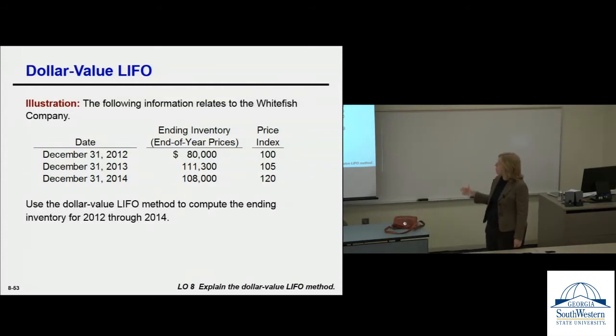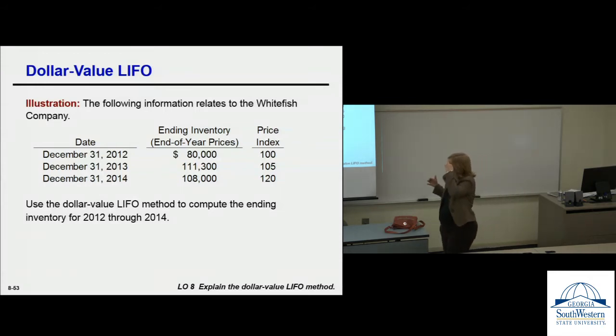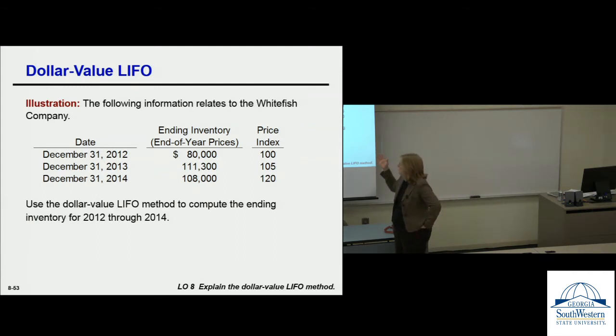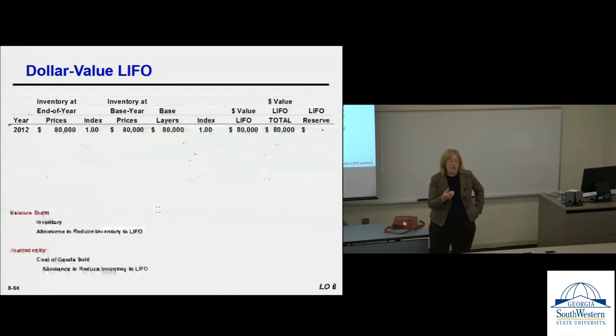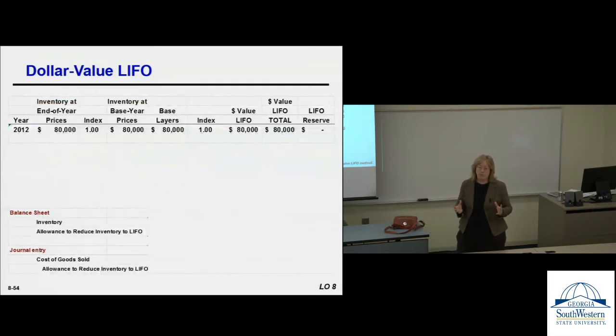And then in 2014, prices went up to 120. What does that mean? 20% over the first year, right? So since the first year, prices have gone up 20%. But in that 2014 year, our inventory value was $108,000. But it's $108,000 in current year prices, right? So the whole situation with dollar value LIFO is we are trying to compare apples to apples, okay? And so we have this long process that we go through to compare the apples to apples, right?